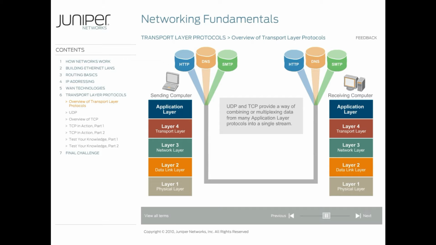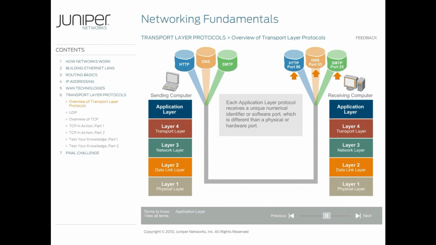the same IP address. Notice that each application layer protocol receives a unique numerical identifier or software port, which is different than a physical or hardware port. As we'll see in a moment, UDP and TCP use these software ports to route data to the appropriate application. The examples shown on screen are common application layer protocols and their associated ports. Hypertext Transfer Protocol, or HTTP, uses port 80. Domain Name Service, or DNS, uses port 53, and the Simple Mail Transfer Protocol, or SMTP, uses port 25.